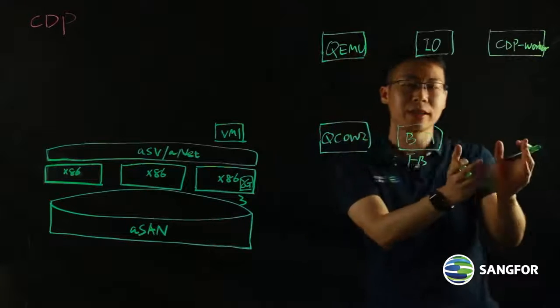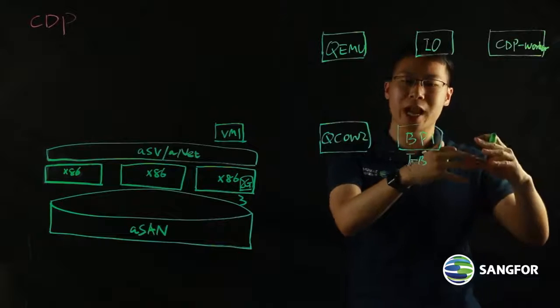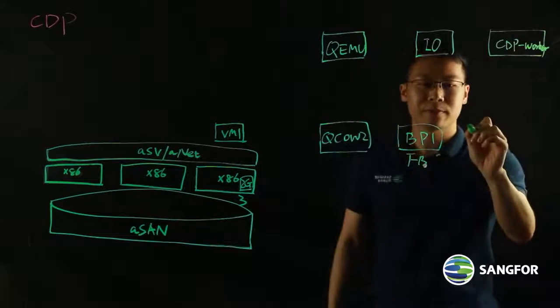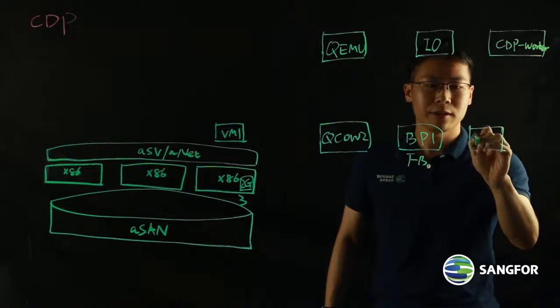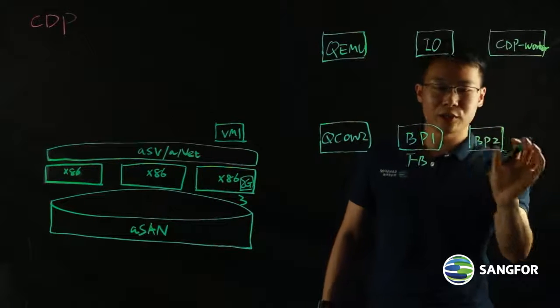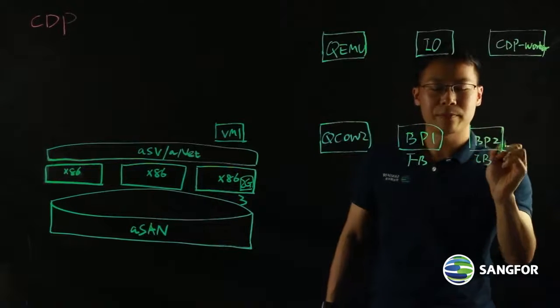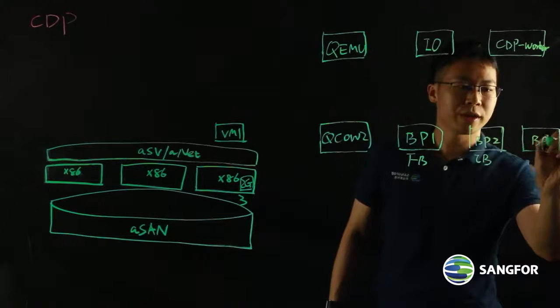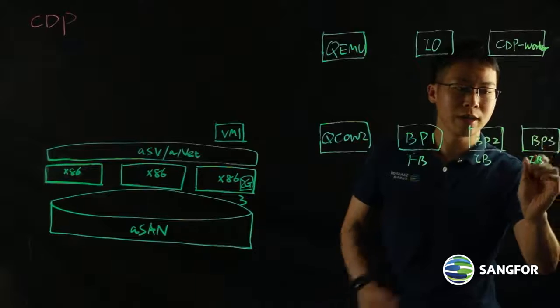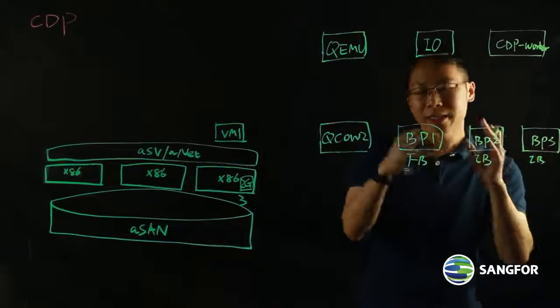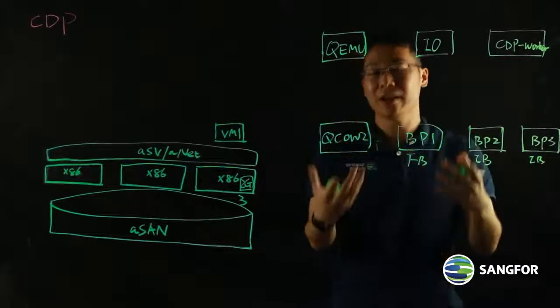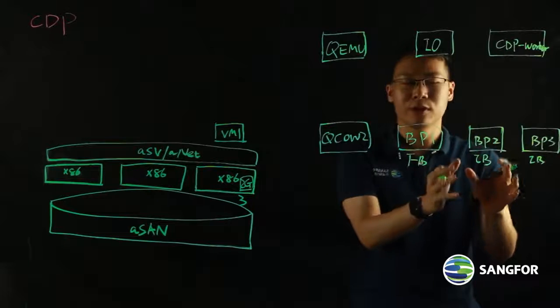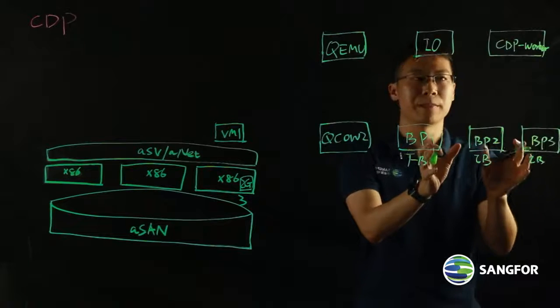And then subsequently, we can have incremental backups. This is BP2, an incremental backup. And then we can have BP3, which is also an incremental backup. Only data that is changed or added will be backed up to that repository.